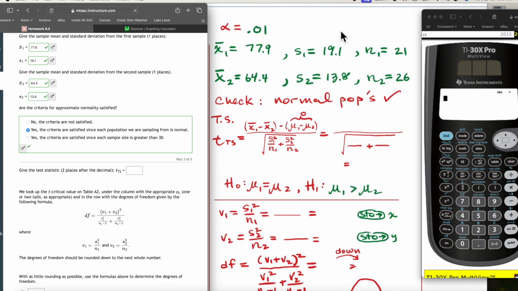We just put these in. So it's 77.9 minus 64.4, and the hypothetical mean difference is 0, so we'll just ignore that. Minus 0, and then first standard deviation 19.1. We'll square that and divide by n1, which is 21. Second standard deviation 13.8. Going to square that and divide by n2, which is 26. Okay, and now we've got to put that into the calculator.